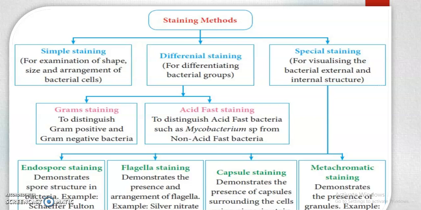Here we can see differential staining. Two types are there, gram staining and acid-fast staining. Gram staining helps to distinguish gram-positive and gram-negative bacteria. Acid-fast staining helps to distinguish acid-fast bacteria such as Mycobacterium from non-acid-fast bacteria.